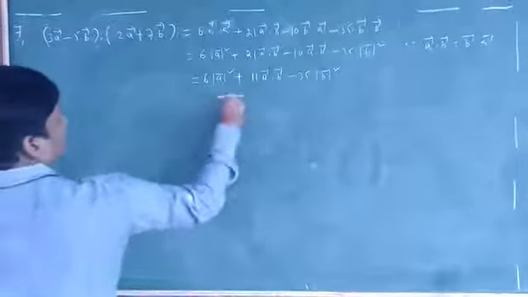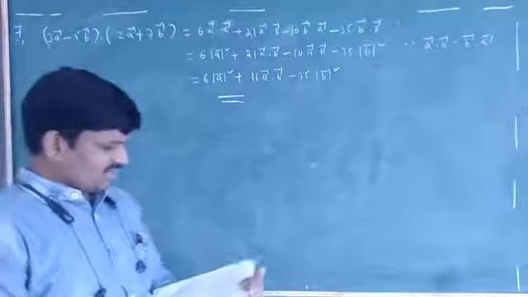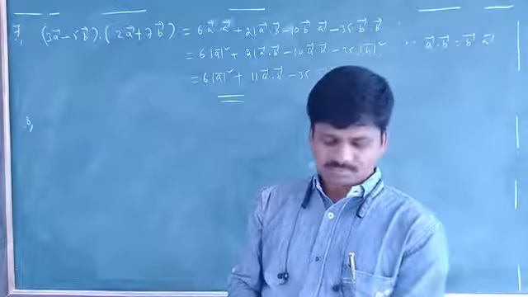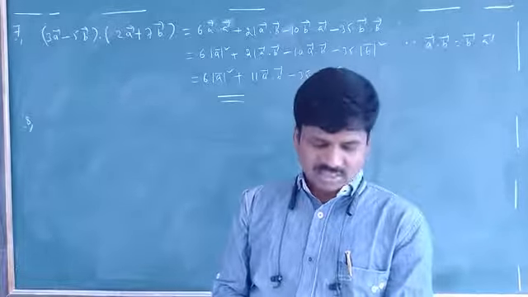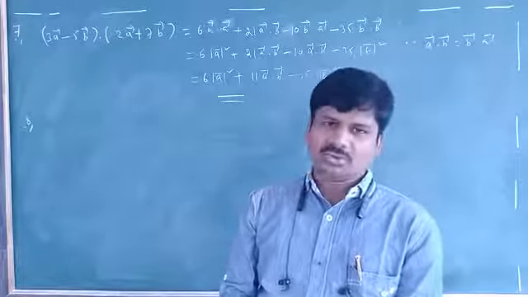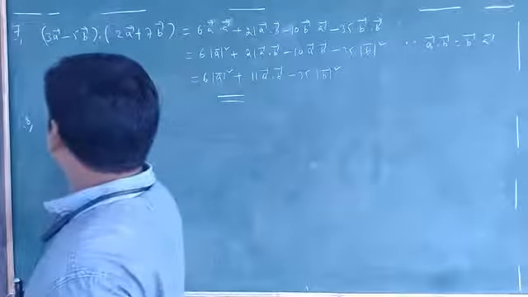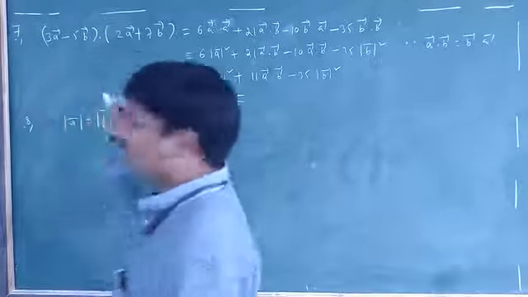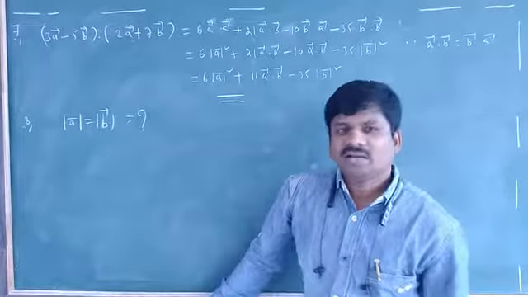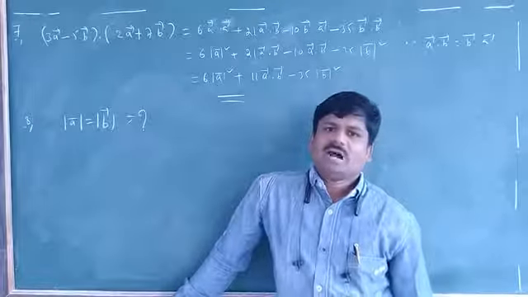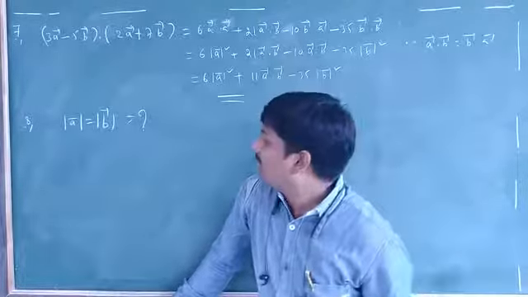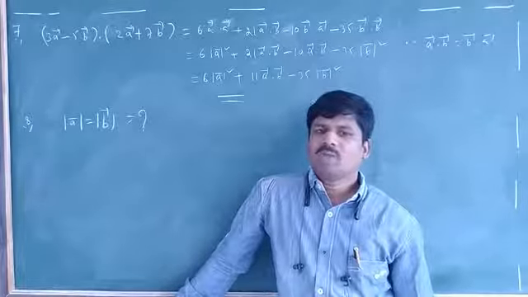Now come to question number 8. What is question number 8 given here? Find the magnitude of two vectors a bar and b bar having the same magnitudes. So that means mod a bar and mod b bar are asked to be found, and those two are the same only. Find the magnitude of vector a bar and magnitude of vector b bar, and both are having the same magnitudes. That means mod a bar, mod b bar we have to find.